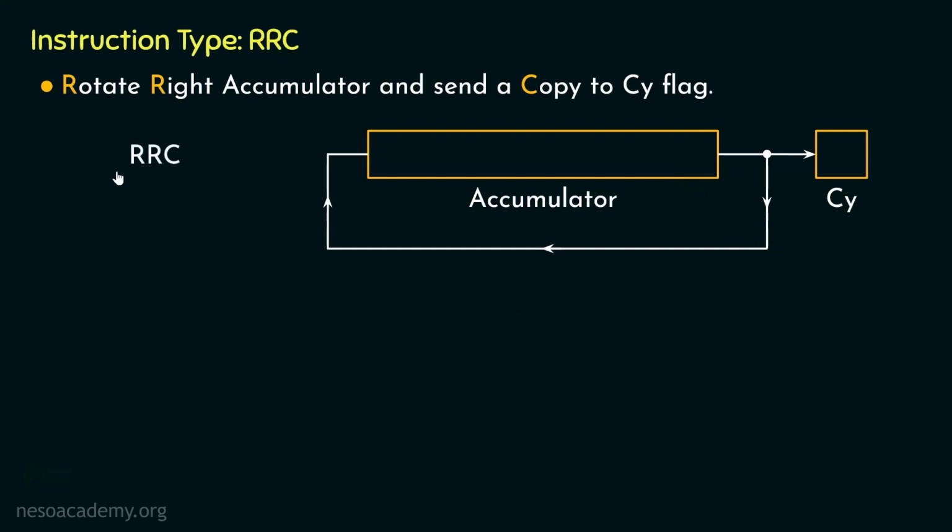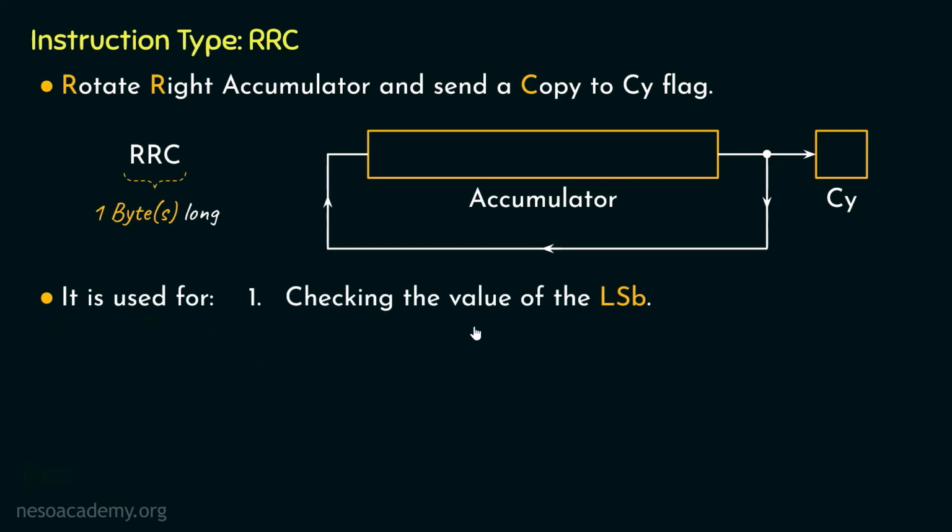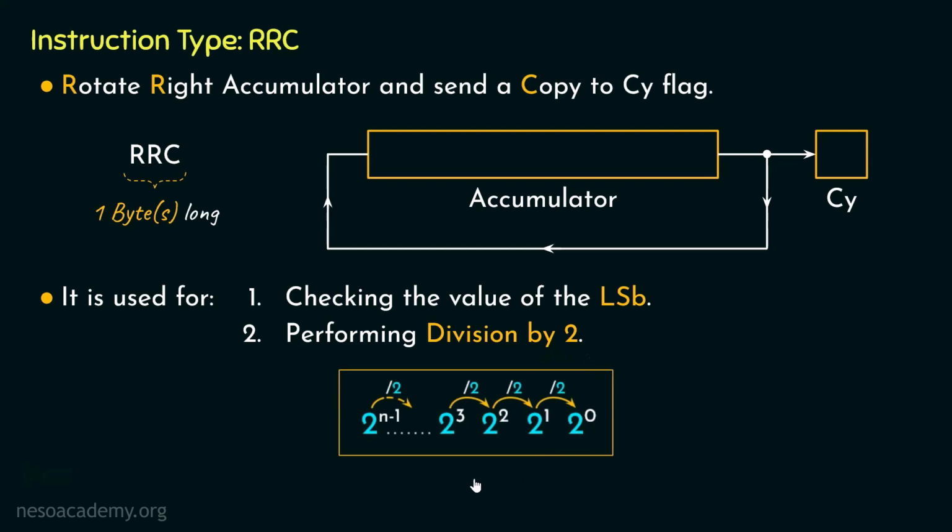Coming to the instruction type RRC, this instruction falls under the 1 byte long instructions category and it can be used for checking the value of the least significant bit. That is, since we are sending a copy of the least significant bit to the carry flag, we can judge whether the least significant bit is 0 or 1. This instruction can also be used in order to perform division by 2. If you remember, we also have learned this in our previous chapters.